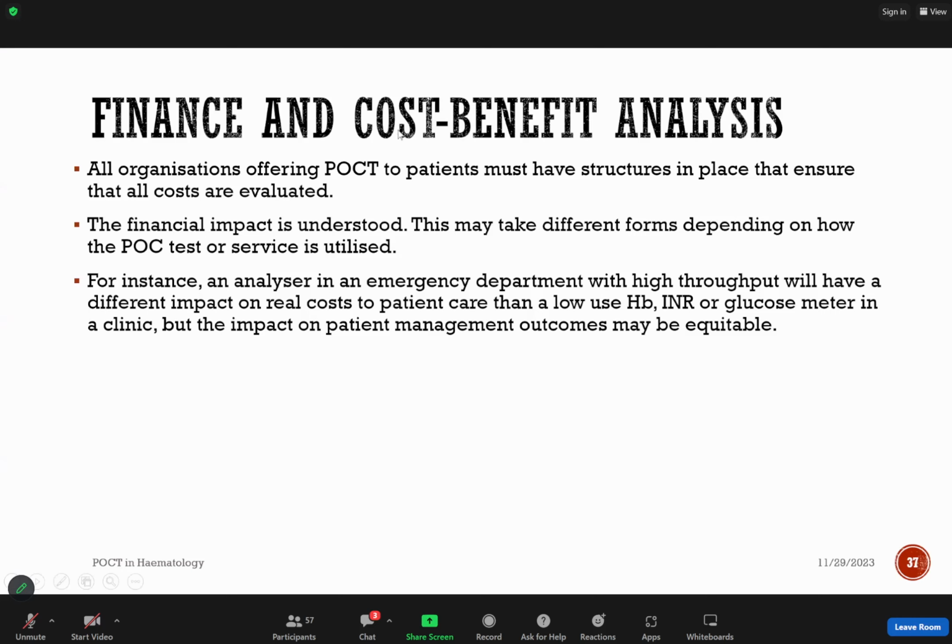Finance and cost benefit analysis. All organizations offering POCT to patients must have structures in place that ensure all costs are evaluated and the financial impact is understood. This may take different forms depending on how the POC test or service is utilized. For instance, an analyzer in the emergency department with high throughput will have a different impact on real cost to patient care than a low use hemoglobin, INR or glucometer in a clinic. But the impact on patient management outcome may be equitable.